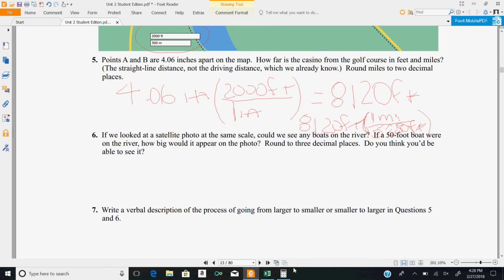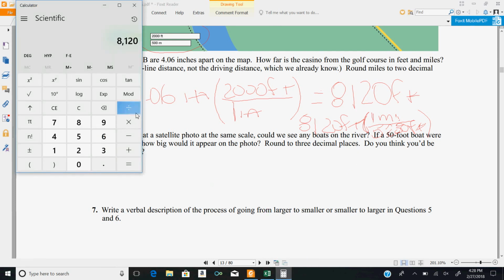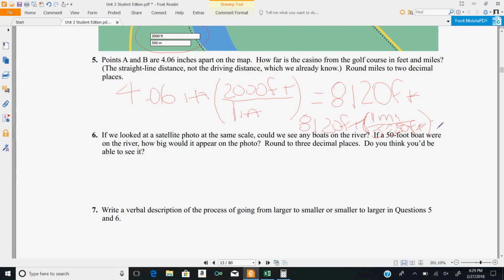So I end up with 8,120 divided by, and you'll notice I just leave that in my calculator, I don't have to retype it, 5,280. It gives me 1.54 miles if I round to the nearest hundredth. 537, 7 is greater than 5, so I round that to 1.54 miles. Okay.